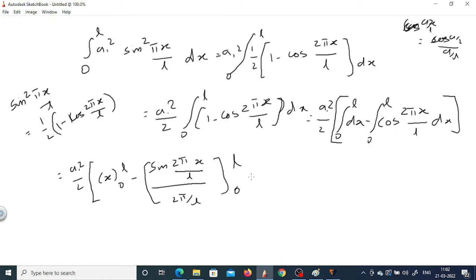I can substitute the values, okay, the upper limit and lower limit, into the considered equation, so that first x I got. So the common term a1 square by 2 I can rewrite. After that what happens? For x, the upper limit is L, the lower limit is 0, so that L minus 0.